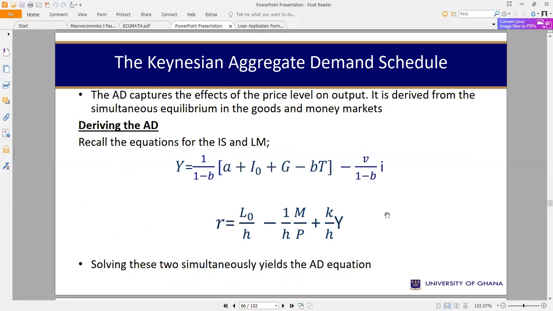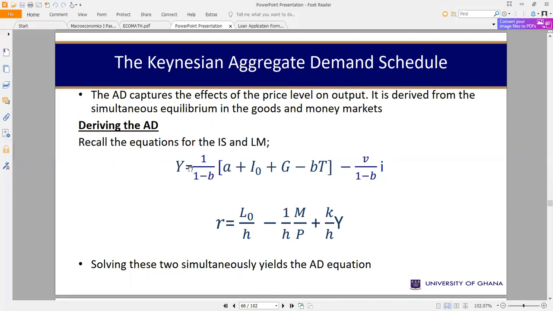Right, now for you to get the aggregate demand schedule, what you do is that when you solve for the equilibrium income and interest rates, remember, you put interest rates into income. So that's exactly what we do here. The initial one that we did, we assumed price to be constant. Price was constant, but now we are relaxing that assumption.